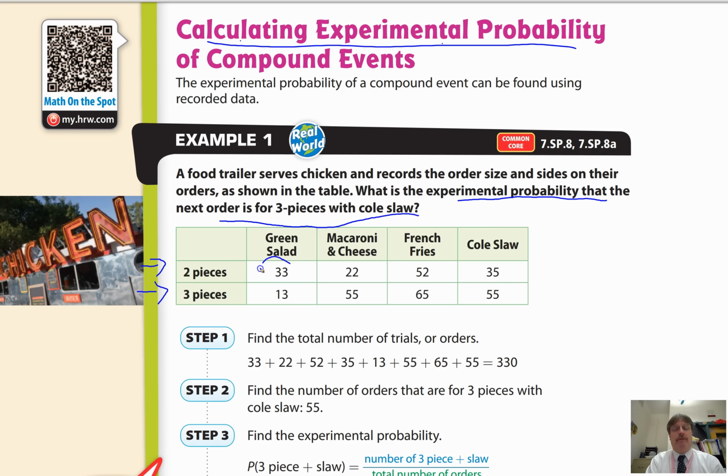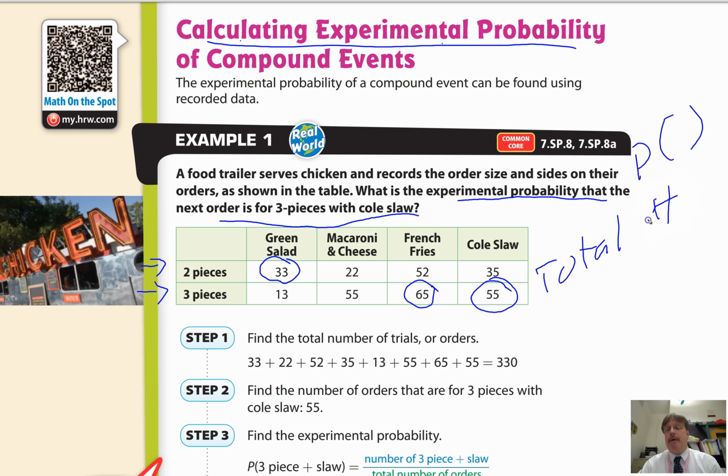There were 33 orders of 2-piece chicken with green salad. There were 65 orders of 3-piece chicken with french fries. So what we're interested in is the probability of 3-piece with coleslaw. Use that number there. But the first thing we have to do is total this up, because if you remember, the probability of an event was the number over the total events. That was from 12.2. So they go ahead and total the numbers up here. They added all of these, and so you get 330. And then you have 55 you chose from there.